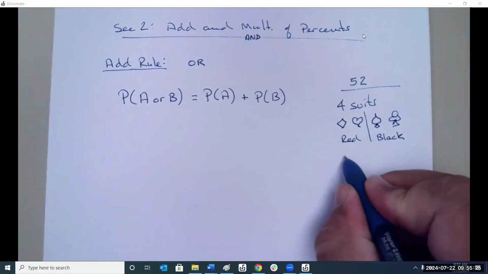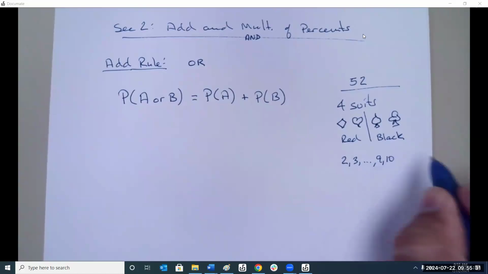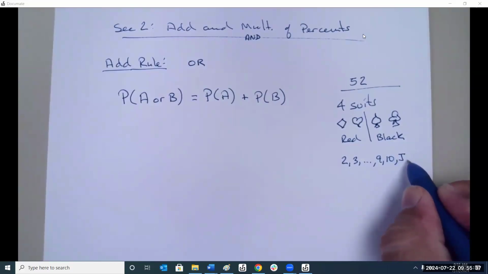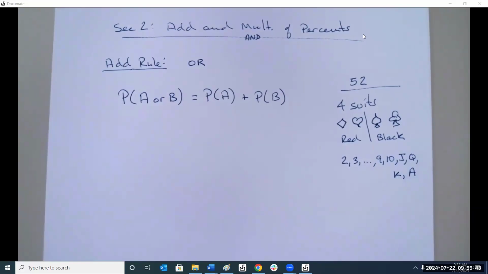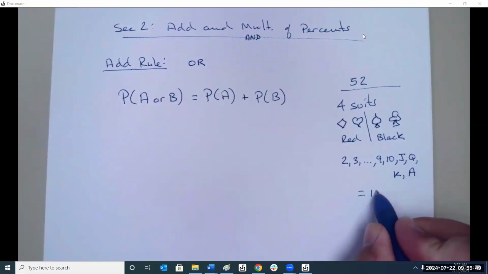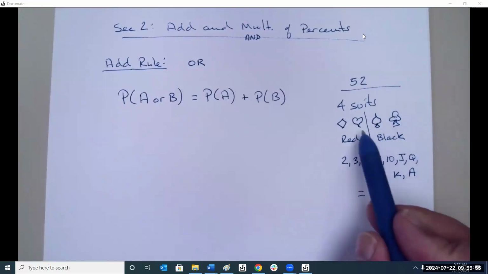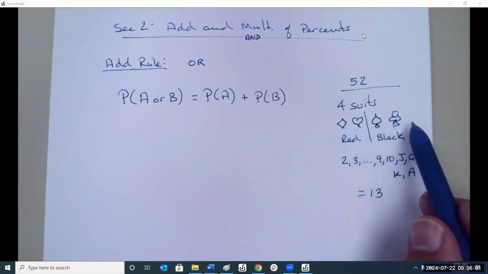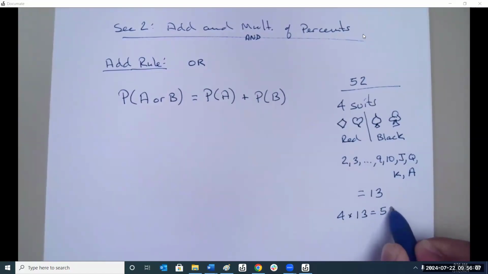Each set starts off at the number 2 and increases all the way to 10. Then it has face cards. The jack, the queen, the king, and the ace. So if you count those, we have a total of 13 cards. So there's 13 cards in each suit. There's 13 diamonds, 13 hearts, 13 clubs, 13 spades. So 4 times 13 equals 52 cards.